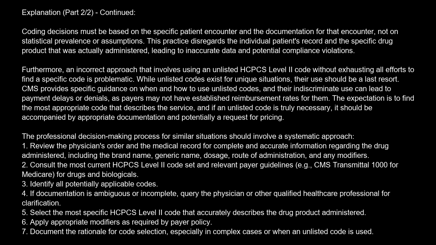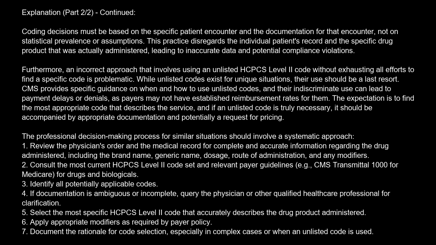The professional decision-making process for similar situations should involve a systematic approach. 1. Review the physician's order and the medical record for complete and accurate information regarding the drug administered, including the brand name, generic name, dosage, route of administration, and any modifiers. 2. Consult the most current HCPCS Level II code set and relevant payer guidelines, e.g. CMS Transmittal 1000 for Medicare, for drugs and biologicals. 3. Identify all potentially applicable codes.